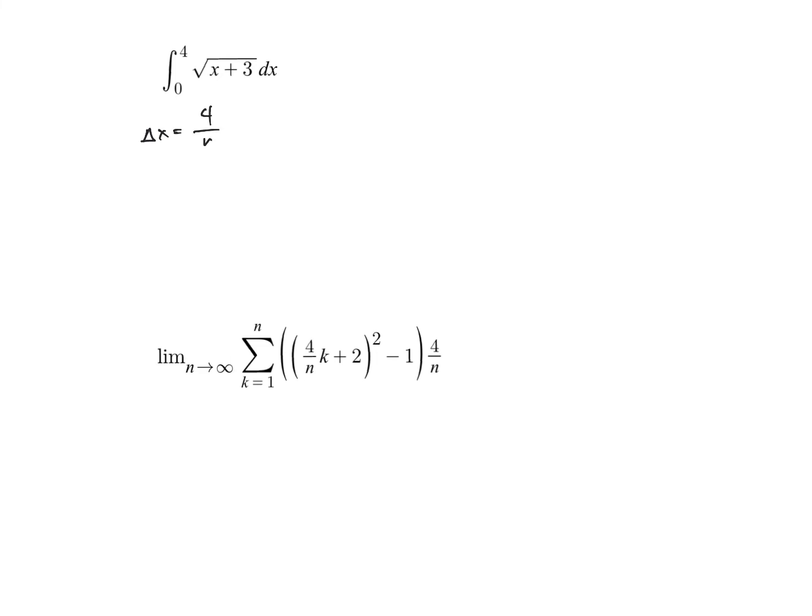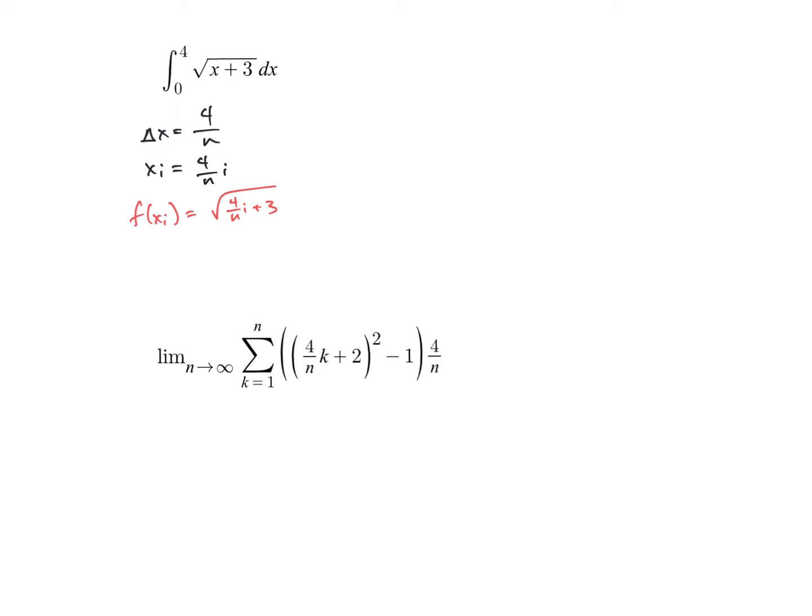4 over n, right? And so what is my x sub i? 4 over n i, all right? Because we're starting at 0 on this one. Yes? All right. So now my function, my f of x sub i, would end up being what? The square root of 4 over n i plus 3. All right, so now let's put it in.